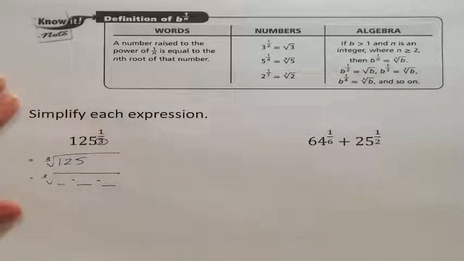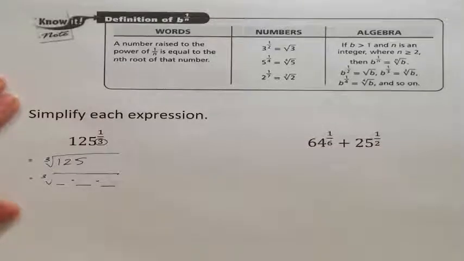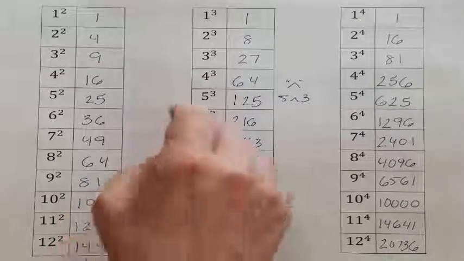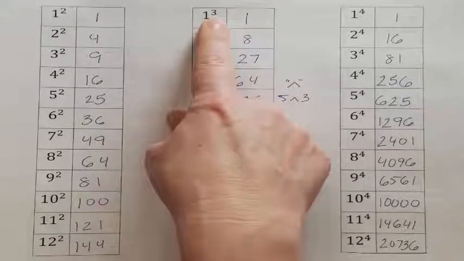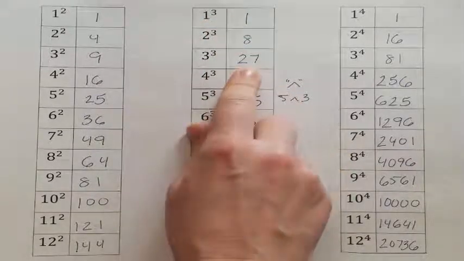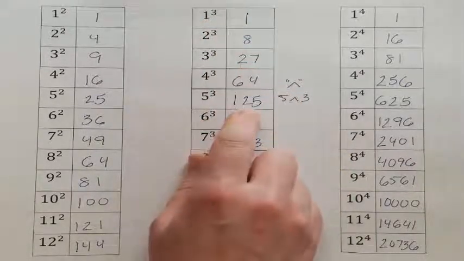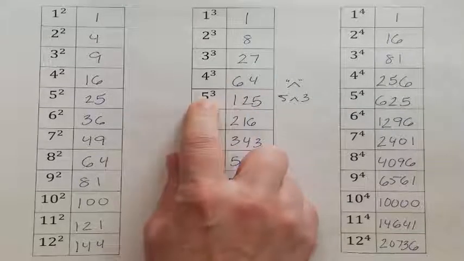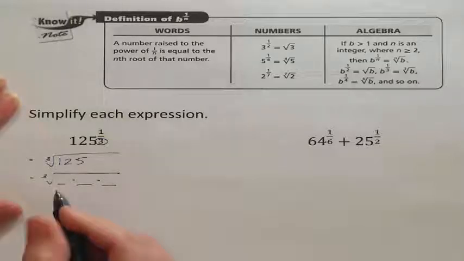This is why we had our chart at the very beginning. So let's go ahead and look at that chart. So here's that chart. Looking for one number 3 times. That means I needed the third roots. So I'm looking for 125. There's 125. So what one number did I multiply together 3 times? 5. So back to my problem.